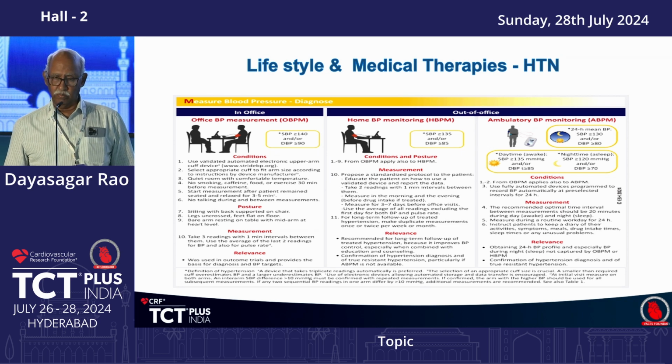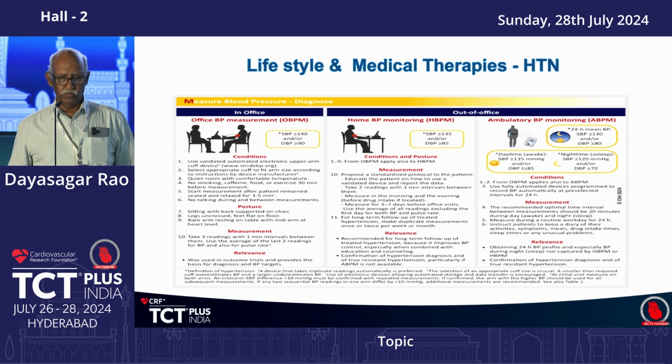And if you are using ambulatory blood pressure monitoring, overall, anything more than 120 by 80 is taken as hypertension. And again, even in the ambulatory blood pressure monitoring, you need to compare the morning values with the night values and then see whether they are dippers or non-dippers, because it has some prognostic utility.